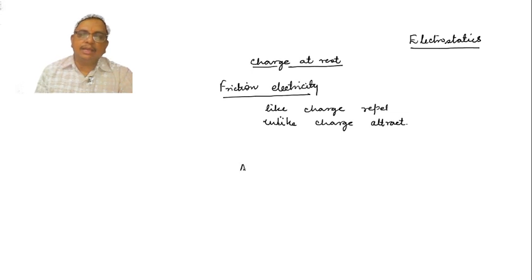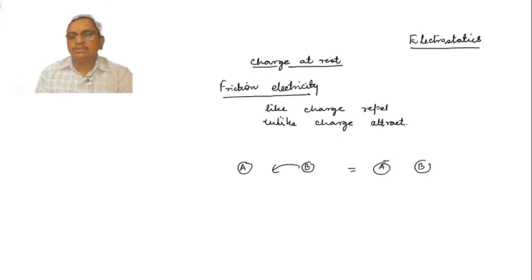So when body A is rubbed with body B, electrons transfer from body A to body B. So A becomes negative and B becomes positive, because body A is getting electrons and body B is giving electrons. This way you can understand friction electricity.